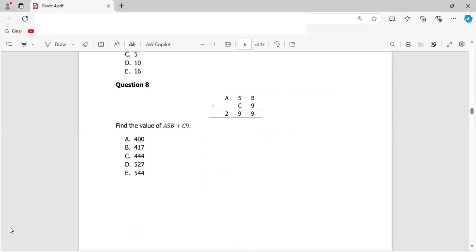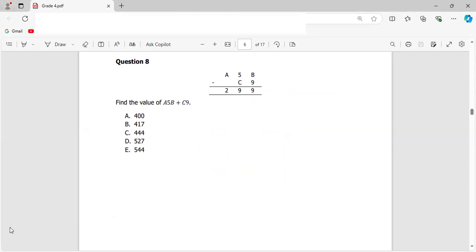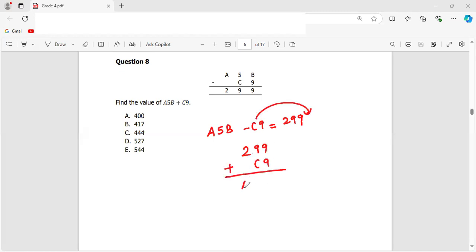Then we go to question number 8. Find the value of A5B minus this. So basically A5B is a number, minus this number, is getting 299. So can I do it this way: 299 plus C9 will give me A5B. You can do it with subtraction, but addition is much faster and better to do. So you do 9 plus 9, which is 18, and 1 carry forward. So 9 plus 1 is 10. So this has to be a 5.